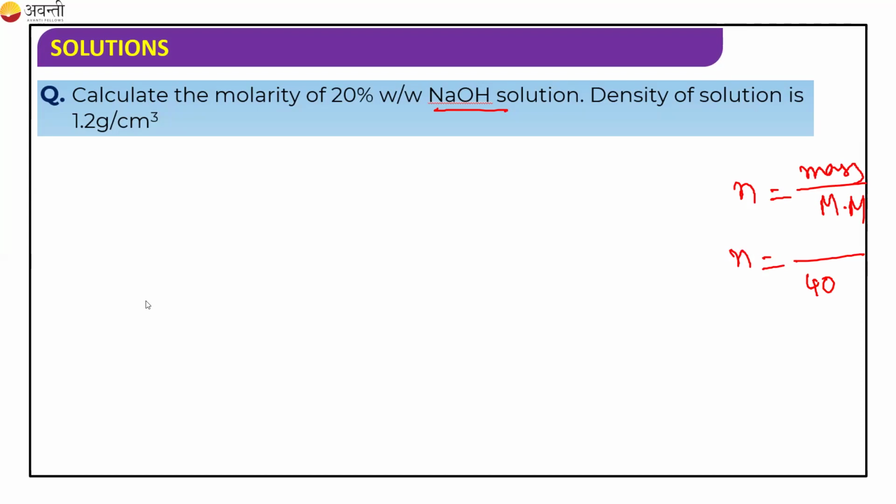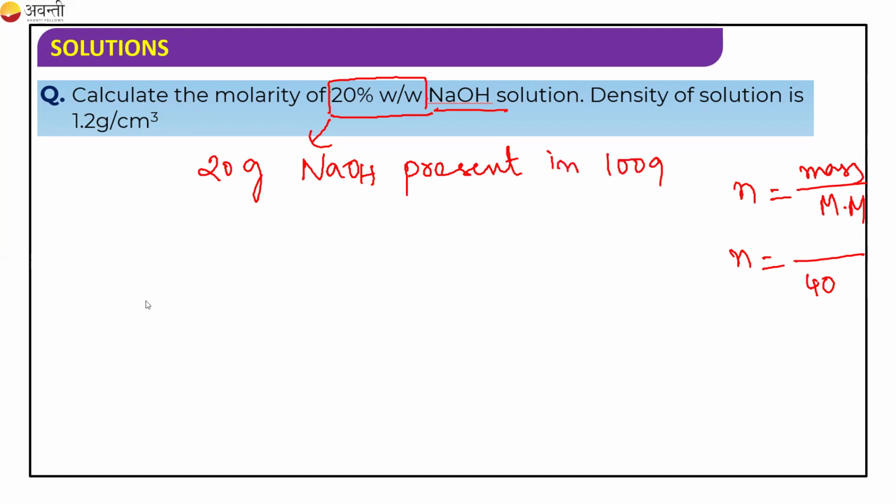Now, what is the mass value? What is the meaning of this 20 percentage W by W NaOH solution? Yesterday we studied this in mass percentage. 20 percentage W by W means 20 gram sodium hydroxide is present in 100 gram of the solution. So this is the meaning. So how many gram? 20 gram is present in 100 gram of the solution.